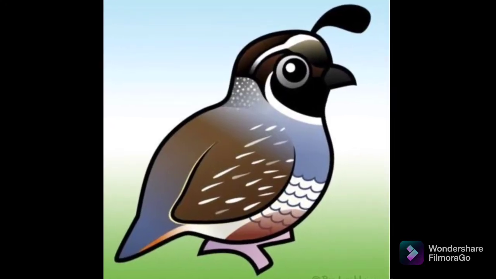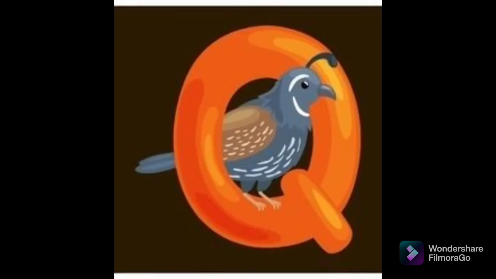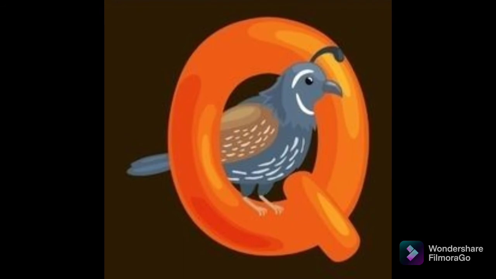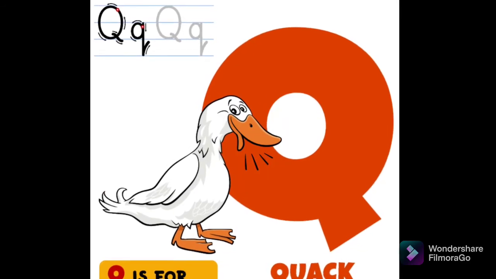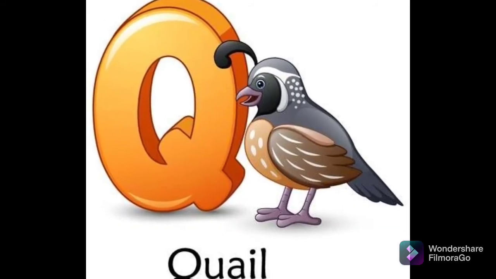Which is this bird? This is a quail. This is a quail. See, this quail word starts with letter Q. So Q is for quail. Qu, qu, quail.